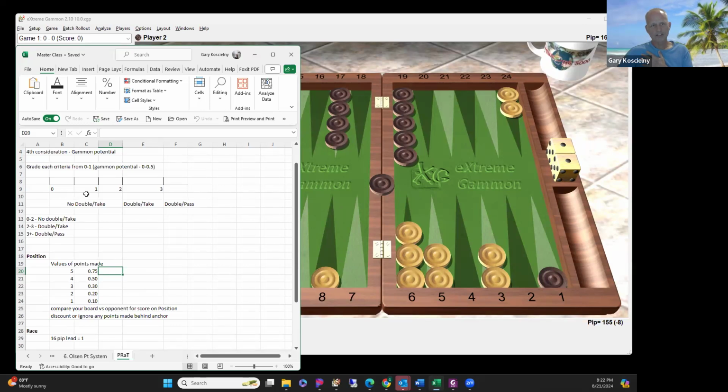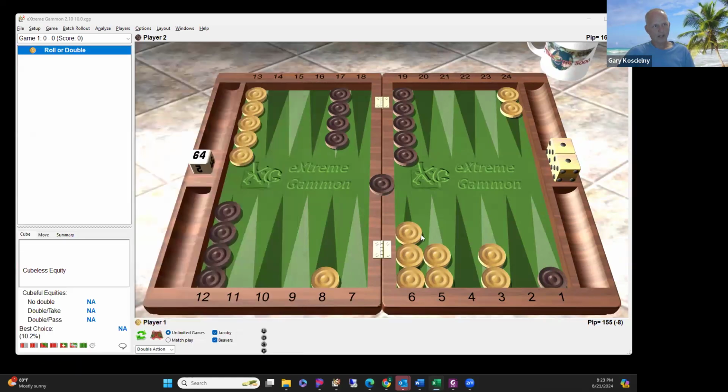We're scoring these things, and we're going to evaluate each of position, race, and threats on a scale of 0 to 1, and then add them up. If we get between 2 and 3, it's a double and a take. If we get over 3, it's a double and a pass. Under 2, we don't double. I don't know how many people actually use this, so I'll just go through it to remember.